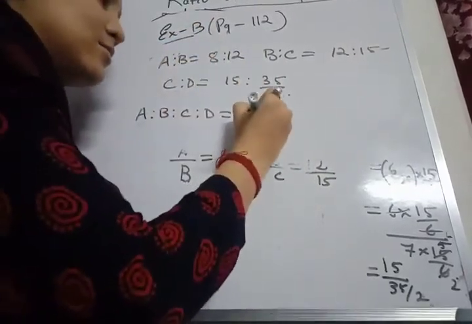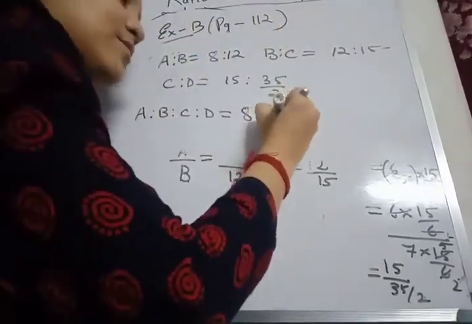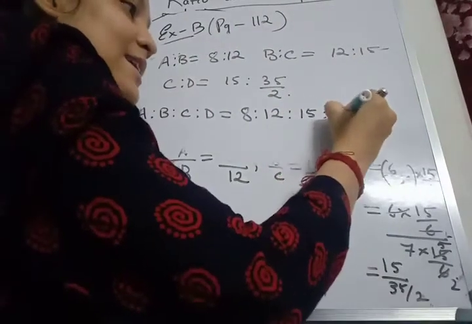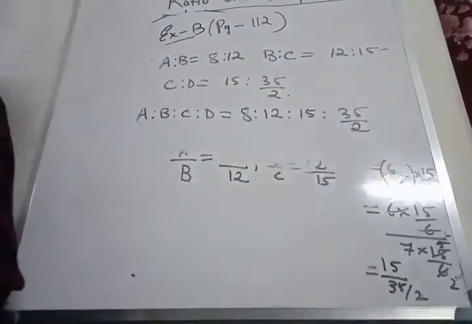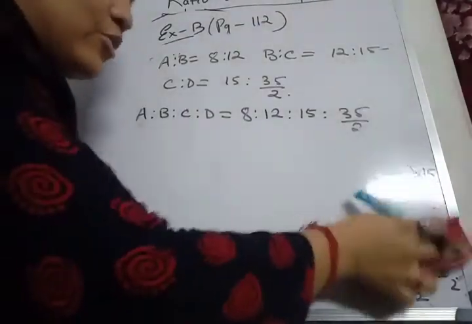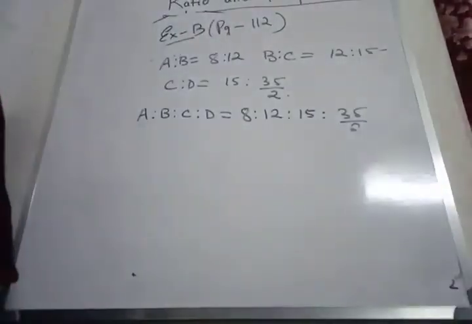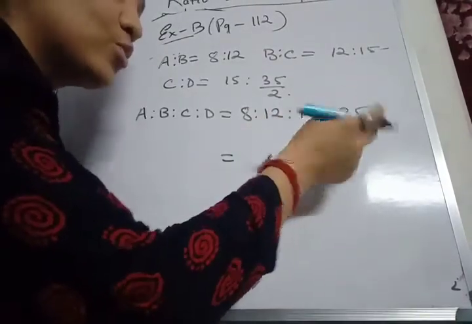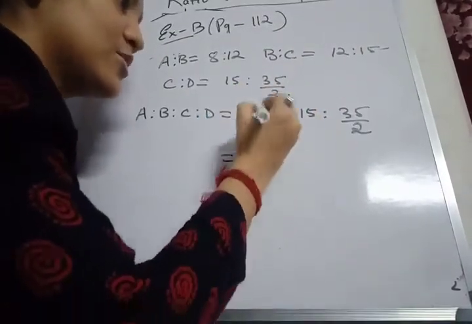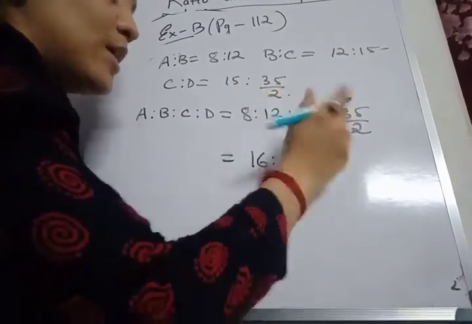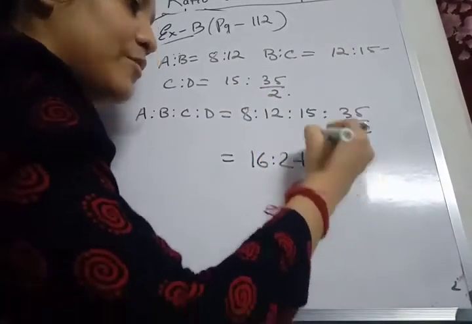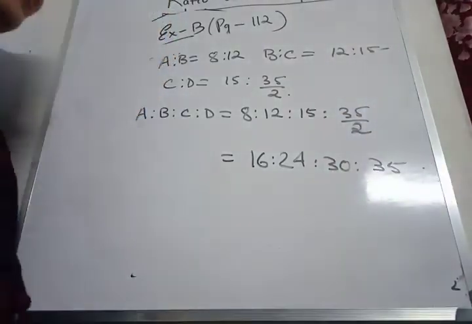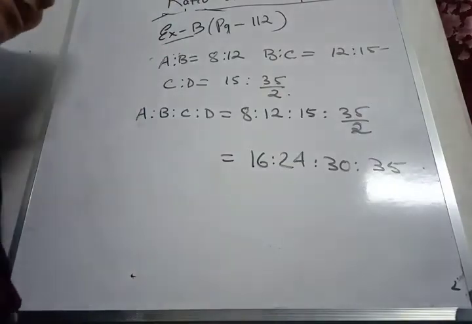A will be 8. B, in both the cases it is 12. We come to C. C also in both the cases it is 15. And D is 35 by 2. Now what we are going to do, we are going to find the value. Here in the denominator we have 2. We are going to multiply this 2 term with all the other digits. So 8 2s are 16, 12 2s are 24, 15 2s are 30, and this one will be 35. So this will be my answer for A is to B is to C is to D.